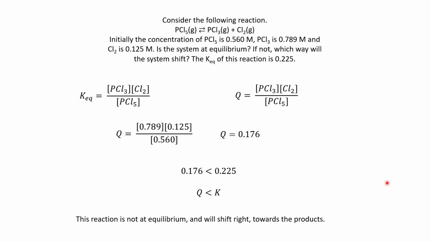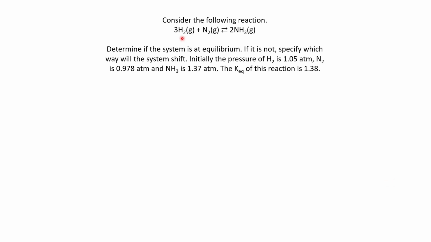Let's do one more example with Q. So we have a new system here. We've got hydrogen and nitrogen reacting to form ammonia, again in equilibrium, and everything is balanced. So determine if the system is at equilibrium. If it is not, specify which way the system will shift. And initially the pressure of hydrogen is 1.05, nitrogen is 0.978, and ammonia is 1.37. And we are given the KEQ of this reaction as 1.38.